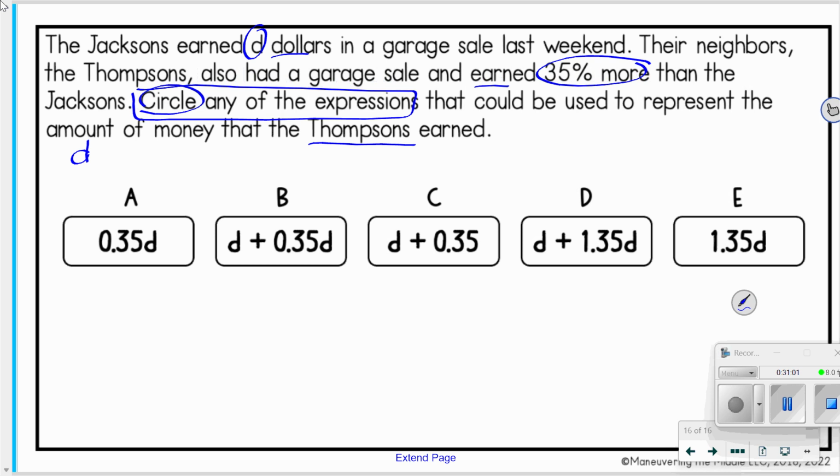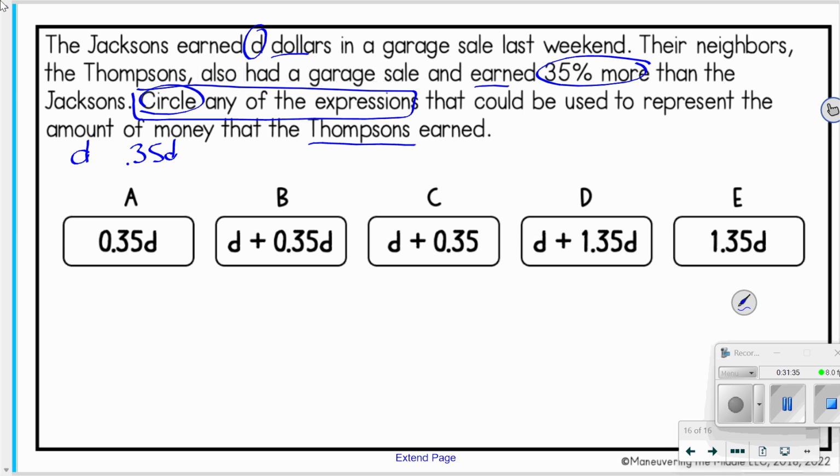So how would I figure out how much they earned? By adding 35%. But none of those have 35%. Well, it's actually just 0.35D. So I can change 35% into 0.35D. Is everybody okay with that? Wait, isn't it 1.35D? D is in dollars. Maybe 1.35D. I don't trust myself. Okay. So, well, we have the 0.35D.